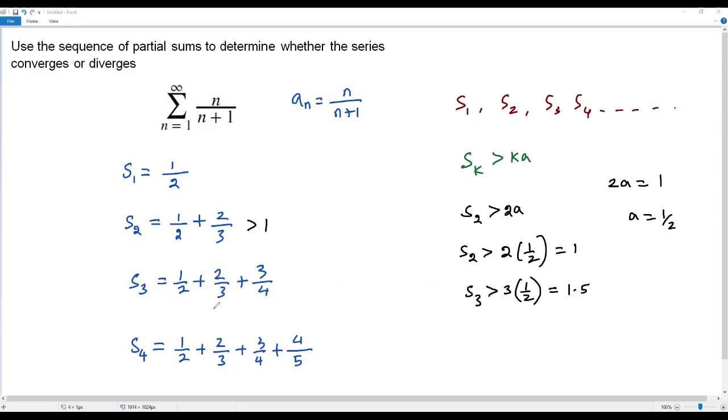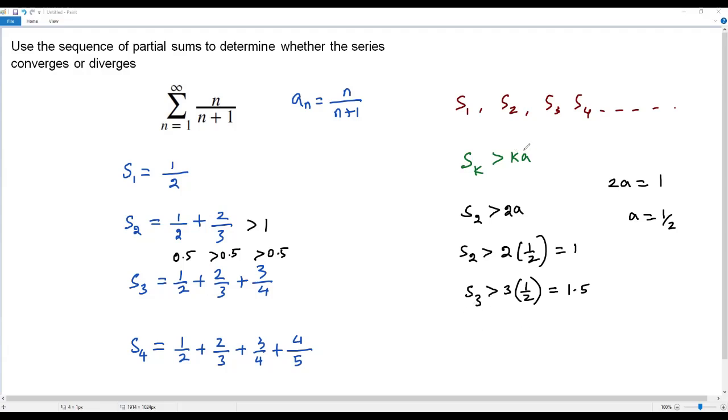Let's verify this. Now let's get the value of the third partial sum. Already we know that the value of 1/2 is 0.5. The value of 2/3 is greater than 0.5 and the value of 3/4 is greater than 0.5. So if I add 0.5, 0.5, 0.5, I'm getting 1.5. Since the second term and the third term over here are greater than 0.5, the sum is greater than 1.5. So the third partial sum satisfies the inequality we got over here.